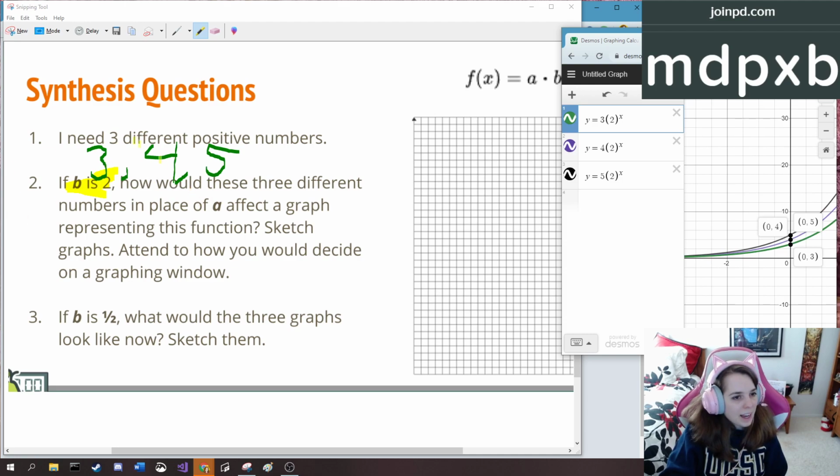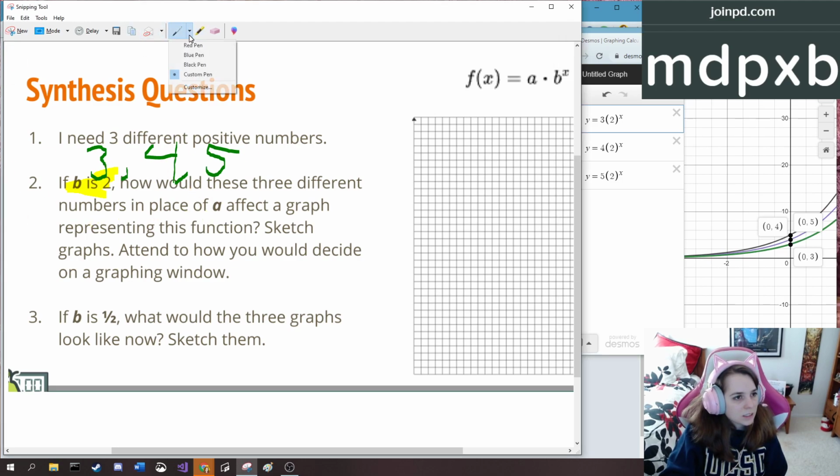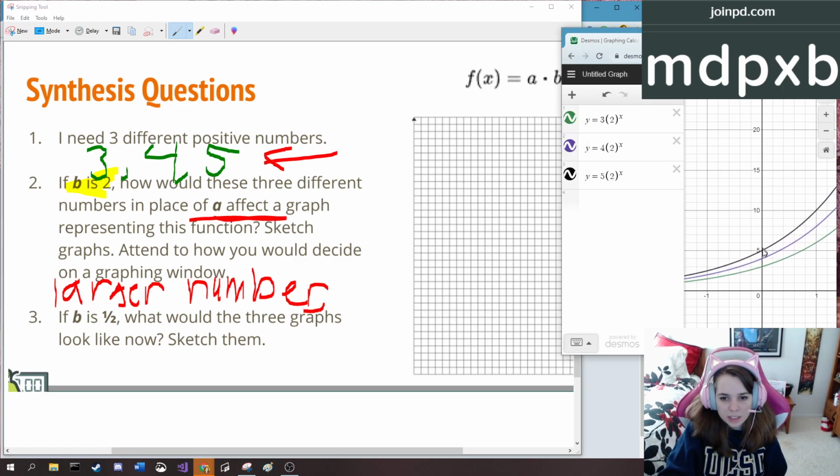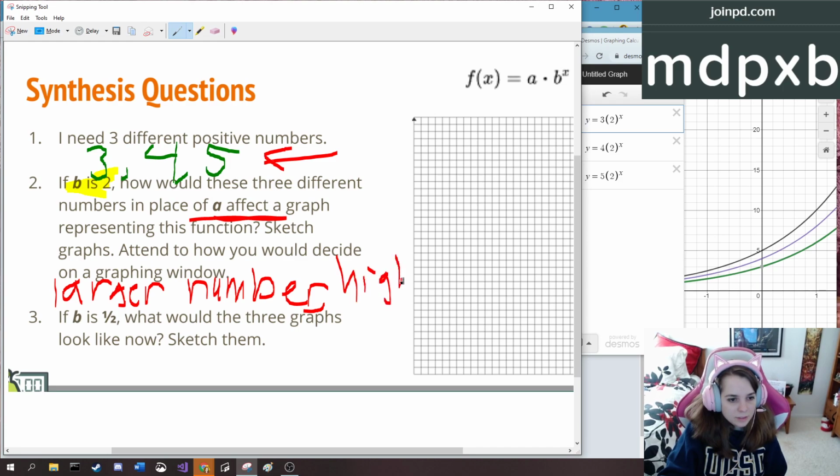So, changing these 3 different A values that you picked, how is it going to change the height? The larger the number, the higher up it's going to be. So our y, this is really our y-intercept. It's going to be higher.